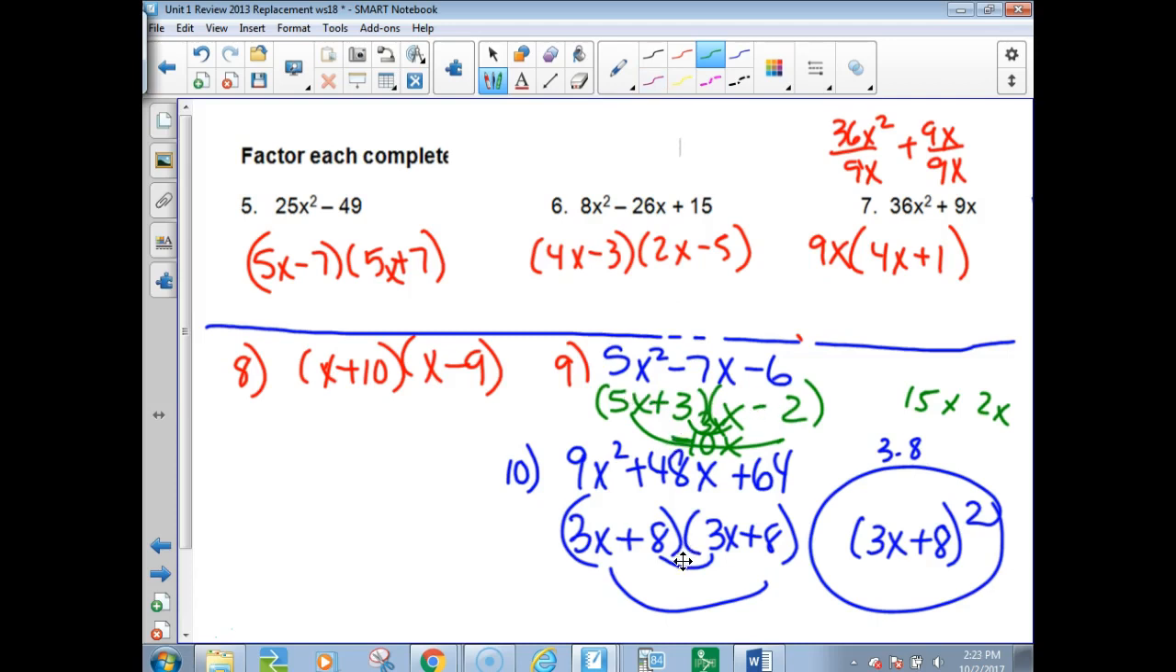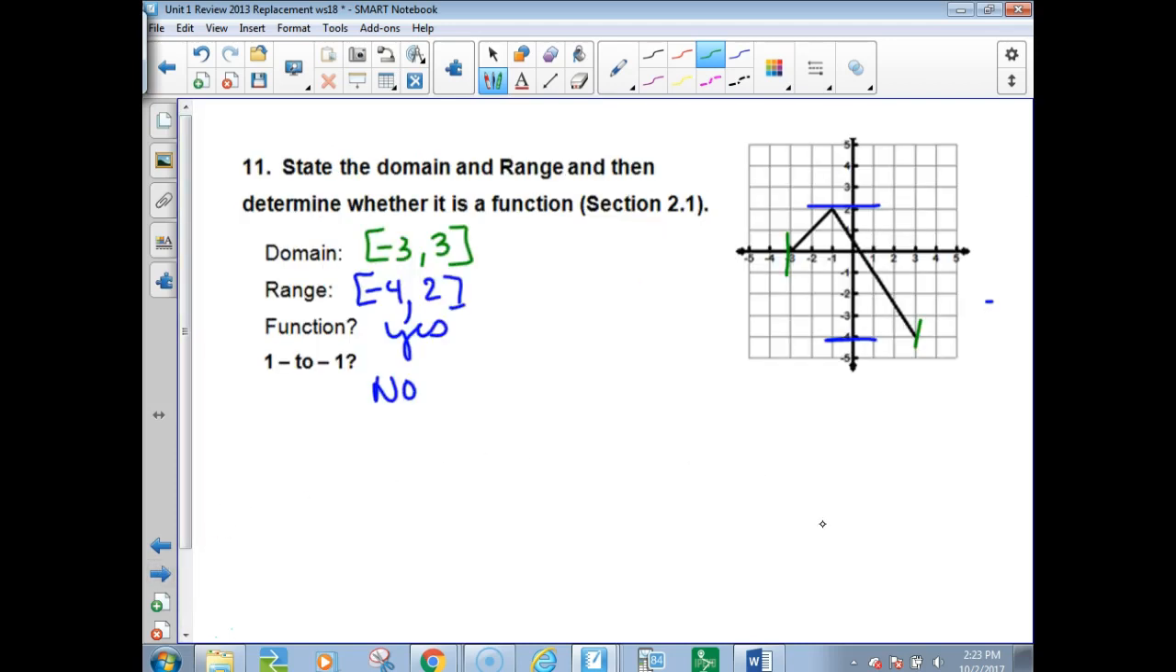Play a game. Domain and range on this, we want to talk about that.